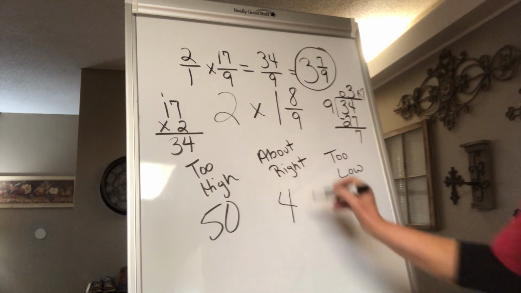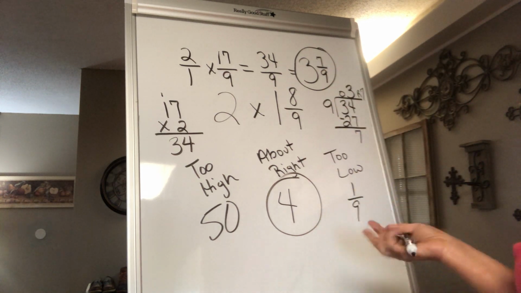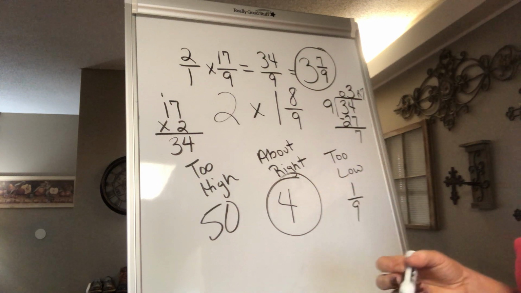So, was I about right? Yes, 3 and 7/9 is just about almost 4. So I was right in my estimate.